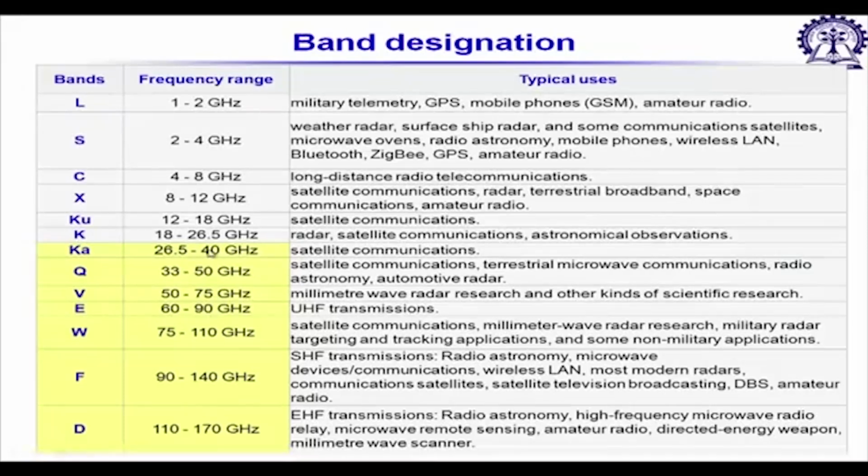The whole millimeter wave spectrum is divided into several bands. Among these, some popular bands are the Ka band, then the V band which is from 50 to 75 gigahertz, then the W band, 75 to 110 gigahertz. They are already in use for satellite applications and radar applications, and now people are trying to use these bands for wireless communications.